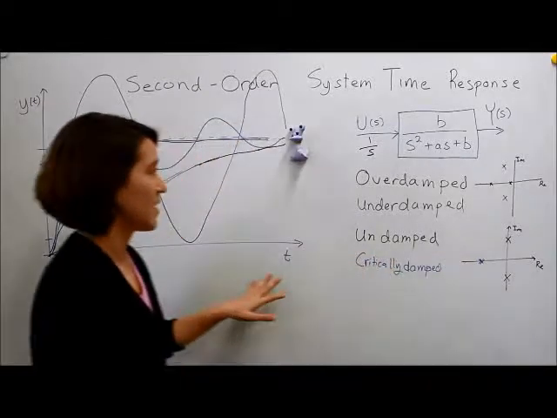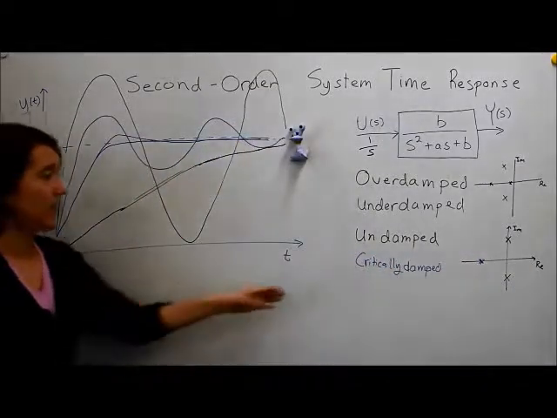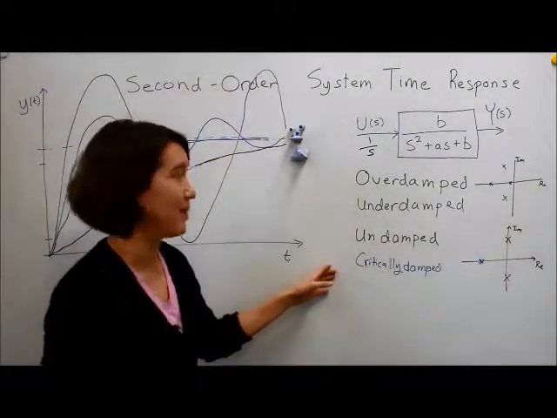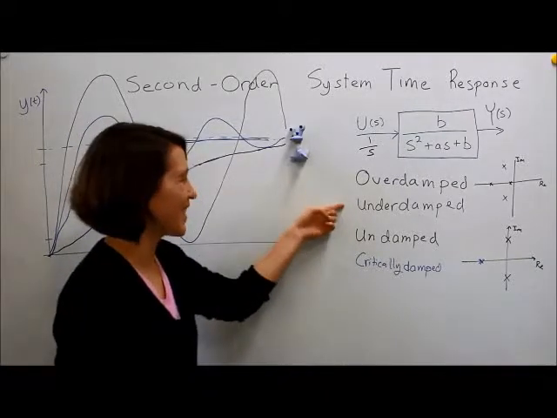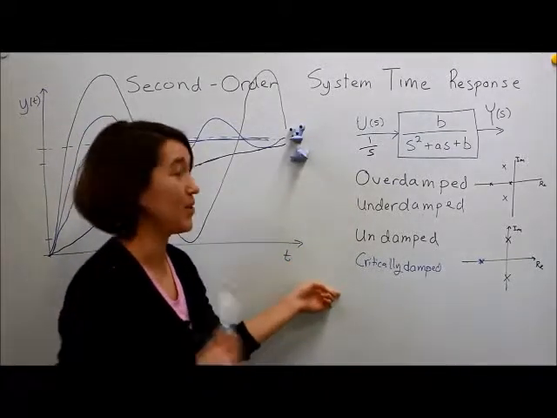Okay, so I'll just stop there for now, but now you should be able to understand when someone says the system is underdamped, overdamped, undamped, or critically damped. You should know what that means.